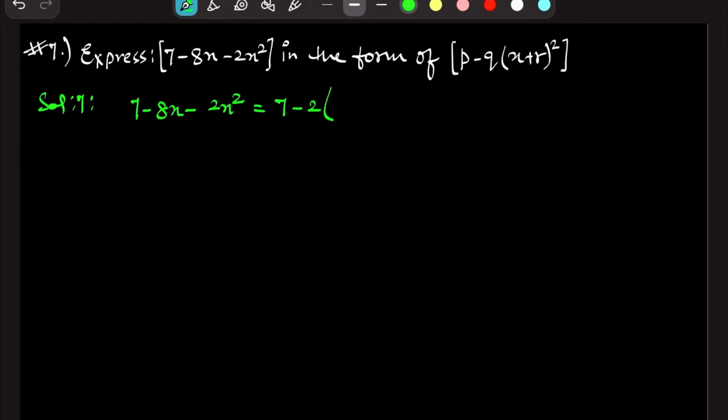So the first important step is to make the coefficient of x square equal to 1. So I'm going to make it 1 by taking out minus 2 common, and I'm going to get 4x plus x square in the brackets. Now the process is quite similar to the question which we have done in the previous part, that is your question number 6. I will rearrange the terms and I will make a rough space.